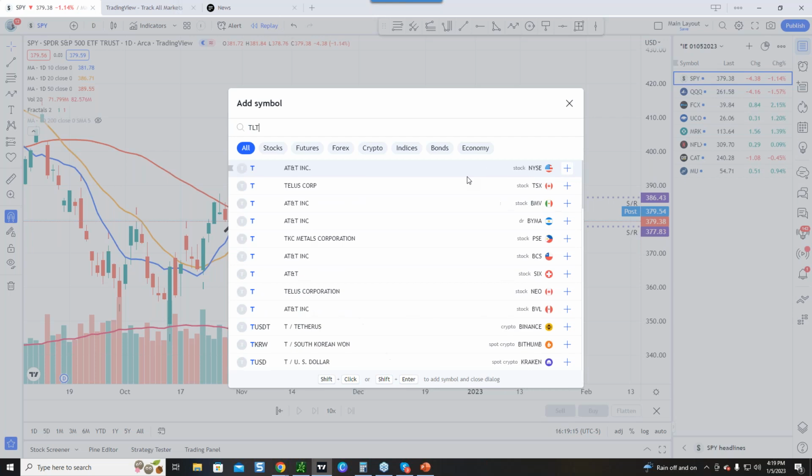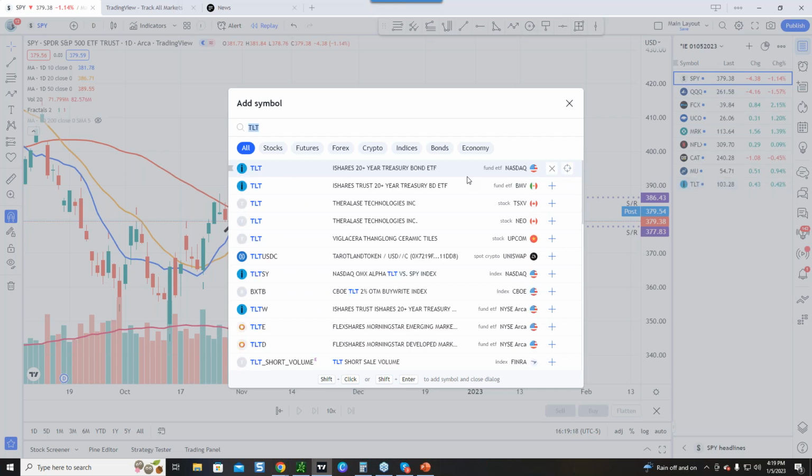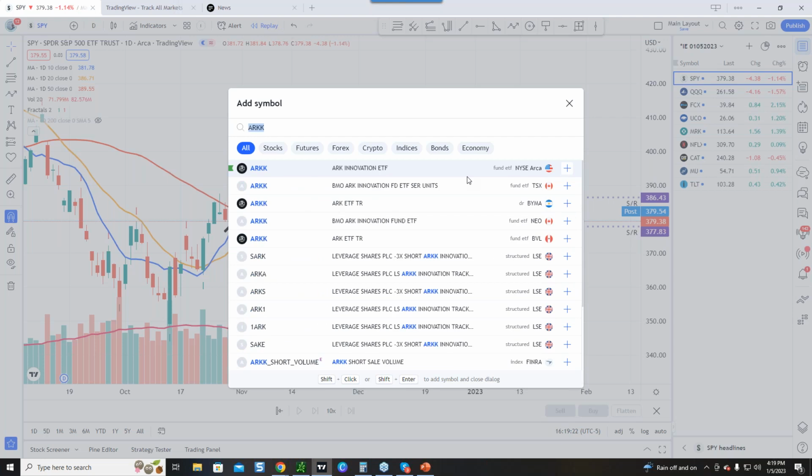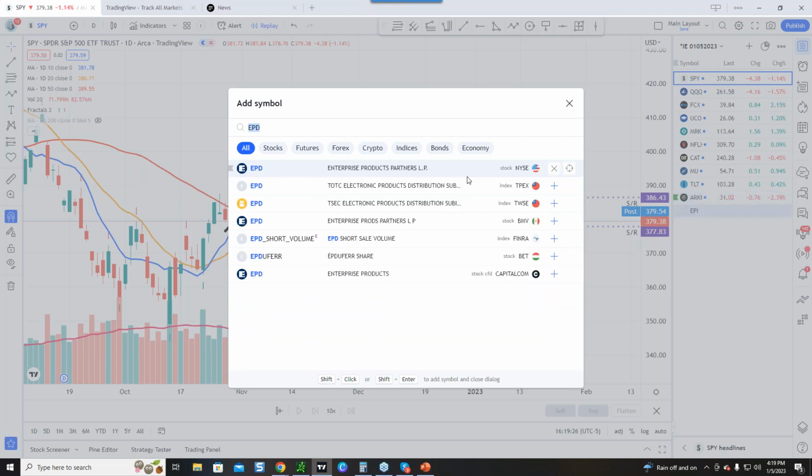Those are the quintessential backbones of what makes the market what it is today, right? Transactions. EPD, I love EPD. Great LP, great dividend payouts, smart place to be.